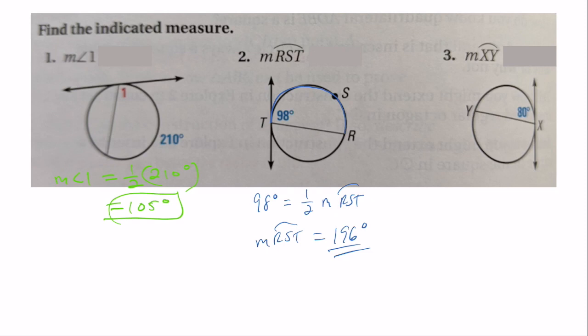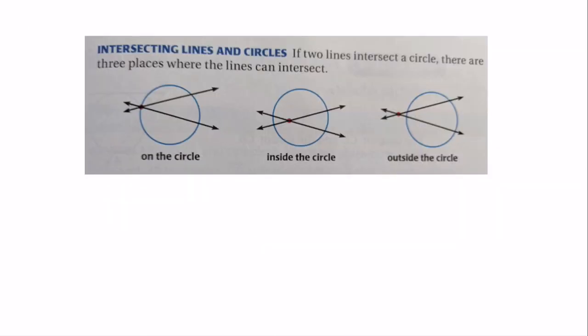Okay, same with XY. They want to know what is arc XY. Same idea, it has to be twice the angle that's formed by the tangent there, so it has to be 160 degrees. The arc measure is 160 degrees because the angle formed by the tangent and the secant there is 80.